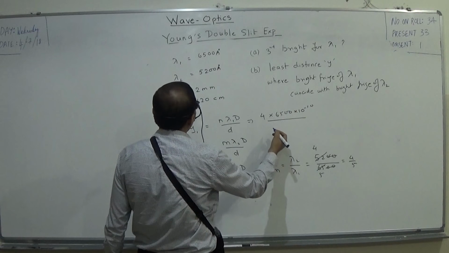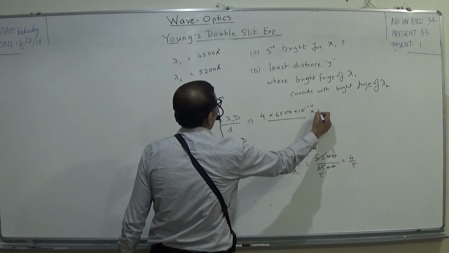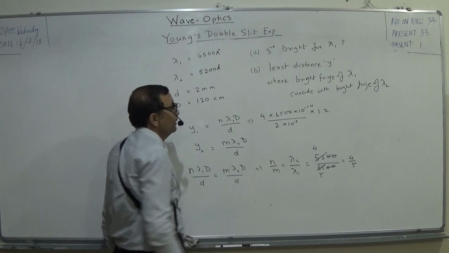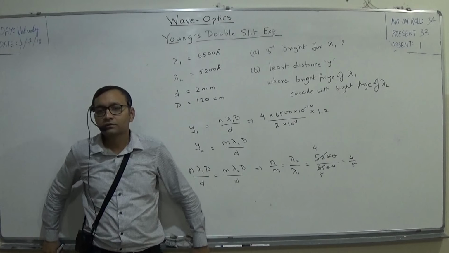divided by small d. Alright, capital D on here. 1.2 divided by 2 mm. 2 into 10 to the minus 3. Why are you not getting this? What do you get?